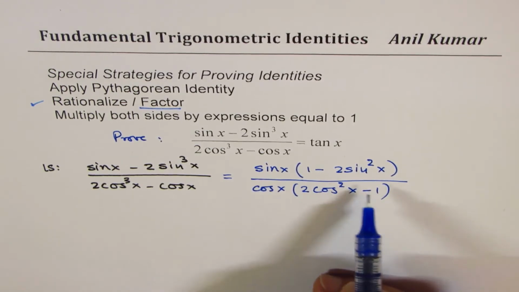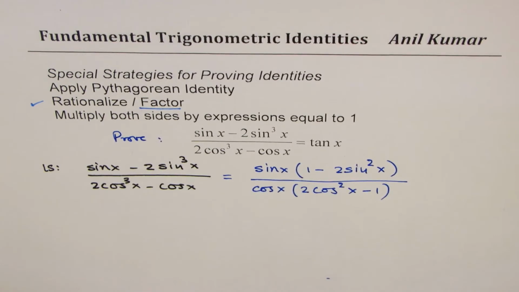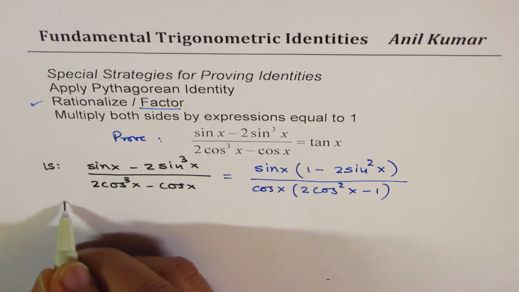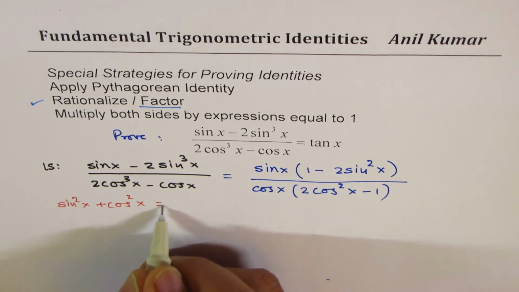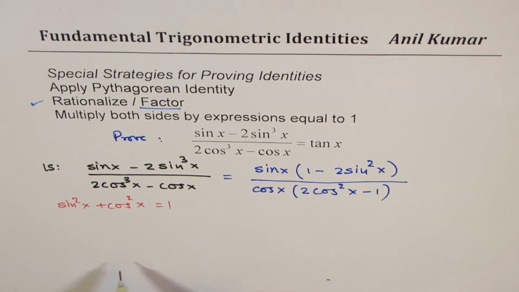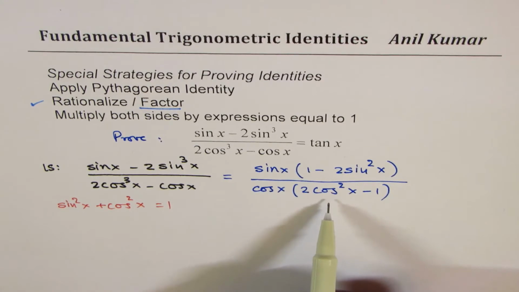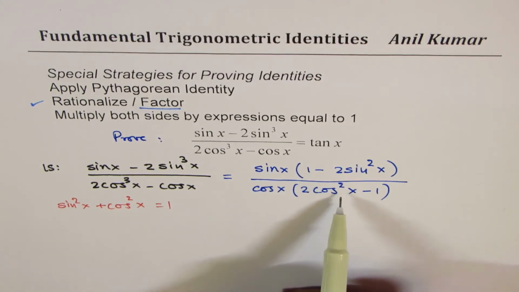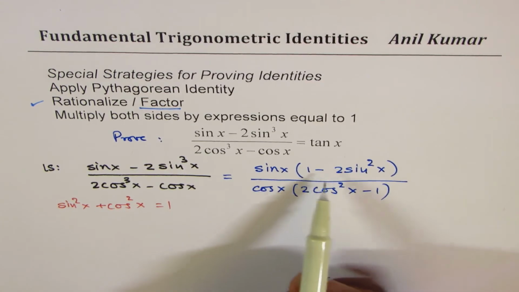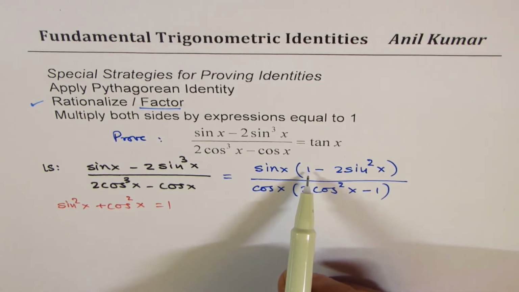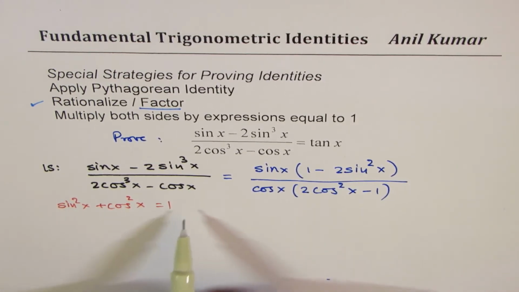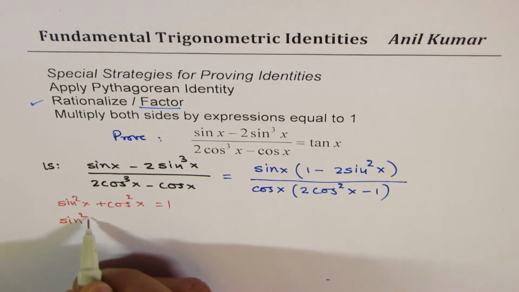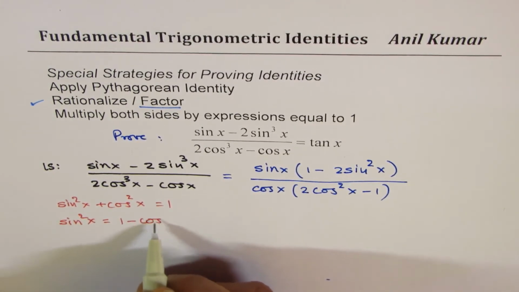Now, at this stage, what you may do is write 1 as sine square x plus cos square x. You could do that, right? Since the denominator is in terms of cos square x, what you can also do is replace sine square x with 1 minus cos square x. You could do that also. You could also do this, sine square x equals 1 minus cos square x.